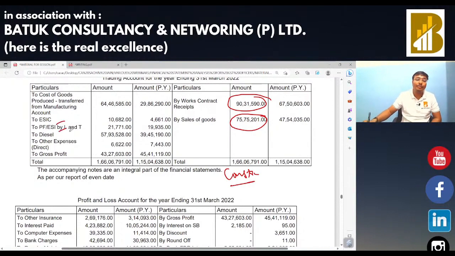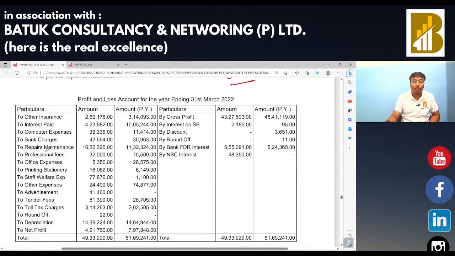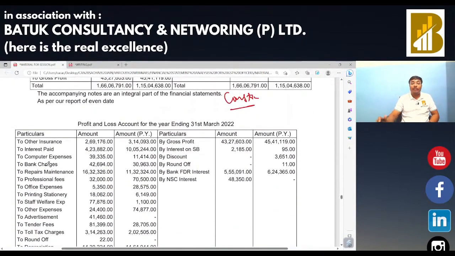In that case, ESI, PF, there is no issue with that. Diesel, GST not applicable. Other expenditure, we need to check what is the nature of other expenditure, and whether this expenditure is on account of a registered person or unregistered person. We need to check the same. So we are going to analyze the financial statement of a construction contract. Okay sir. Now in the profit and loss account there is an income of interest on SB, no question on that. Discount, if the discount is related to financial, in that case no GST.